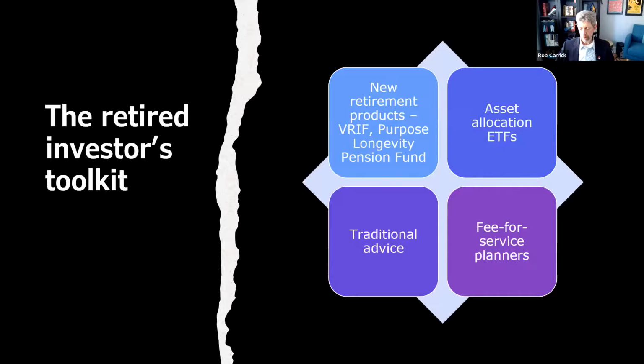I talked earlier about asset allocation ETFs, a diversified portfolio in a single package, and there's about 3, 4, 5 different versions, and they're for investors of all different risk levels. And if you want a simple solution to your investing on your own in your TFSA or your RIF, that is worth considering. Traditional advice continues to have a role.